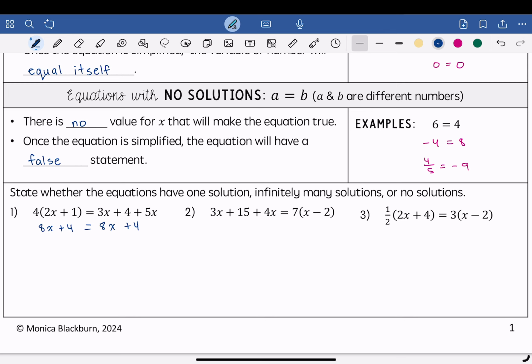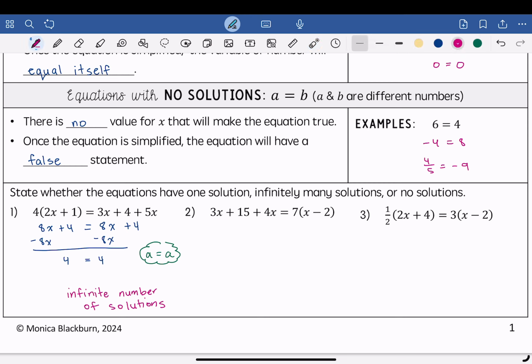So I'm going to eliminate the x value from both sides, which will give me 4 is equal to 4. So here I have, ultimately, a number is equal to a number, or itself. Therefore, a is equal to a, which means that it has an infinite number of solutions. You can also say it has infinitely many solutions. Let's look at example 2.